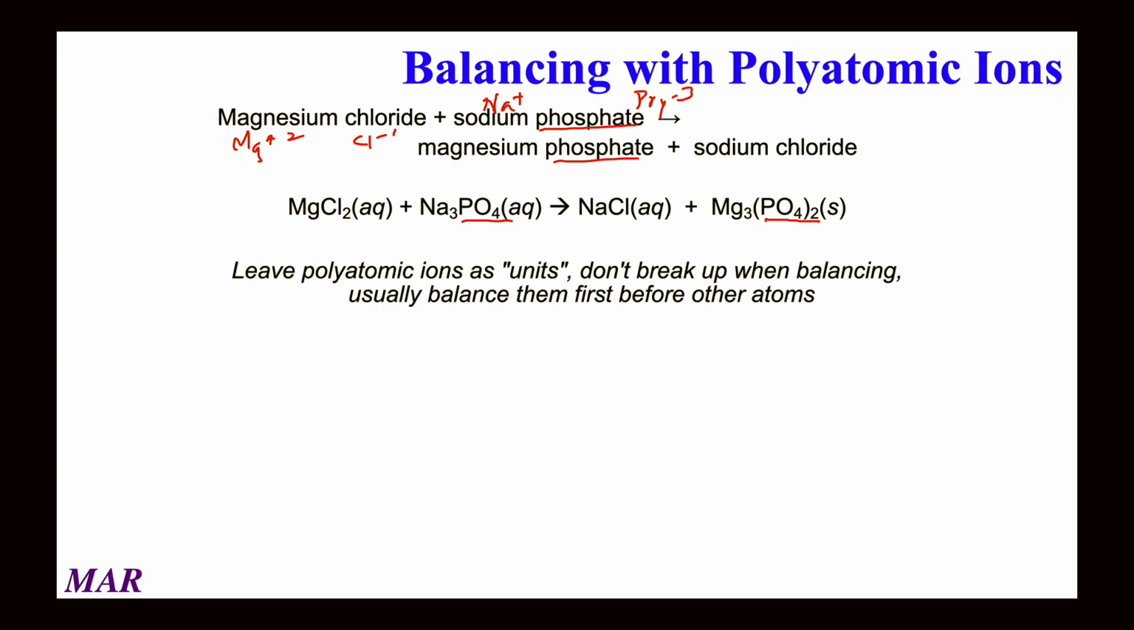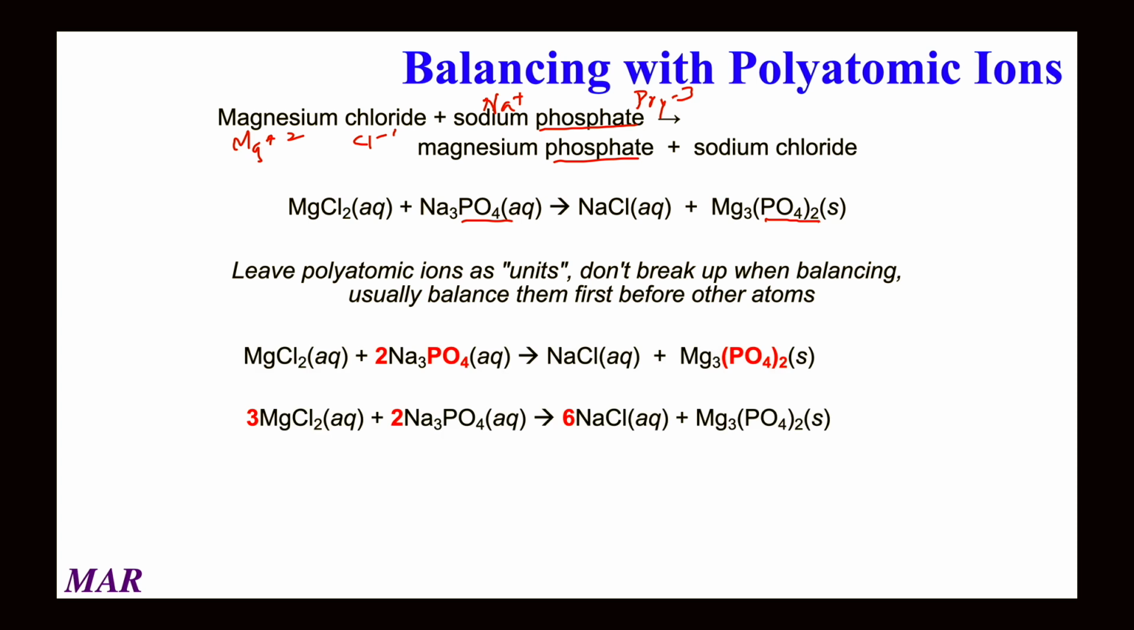So let's try and keep that together. Let's balance out that first, because that's a big atom. So notice that if we only have 1 phosphate on the left and we need 2, we're going to have to put a 2 in front of the Na3PO4. And that at least lets the phosphates balance. Now, magnesium phosphate has 3 magnesiums, and magnesium chloride has just 1. So the other thing we're going to do is put a 3 right there. That'll make the magnesiums balanced.